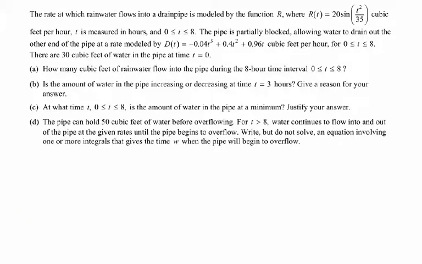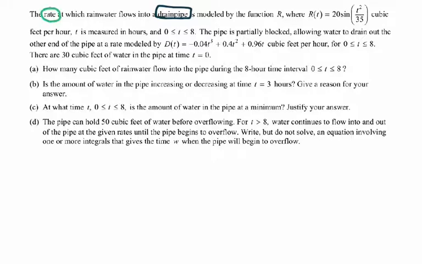The rate at which rainwater flows into a drain pipe is modeled by the function r, where r of t equals that thing, cubic feet per hour. t is measured in hours, and t is between 0 and 8. So, just from this we can glean a few things. First of all, the drain pipe is sort of like the bucket. The second thing is that this word rate is hugely important.